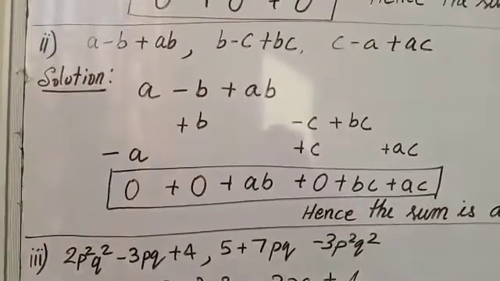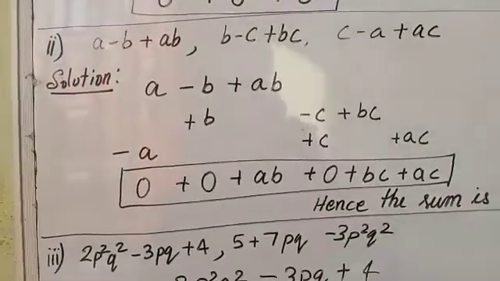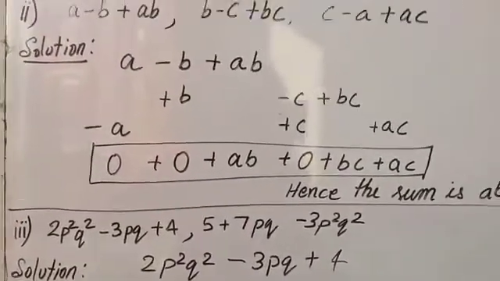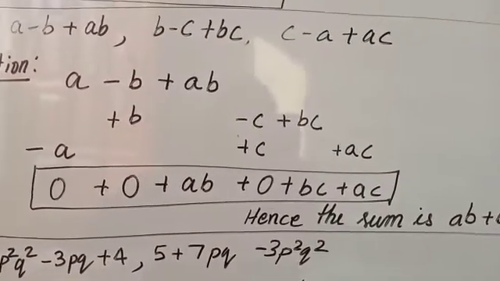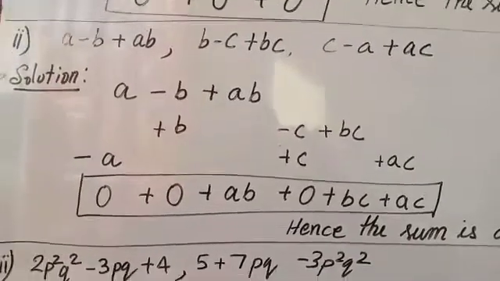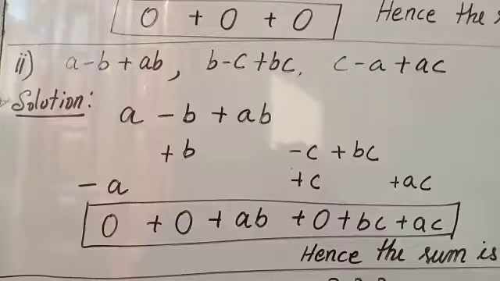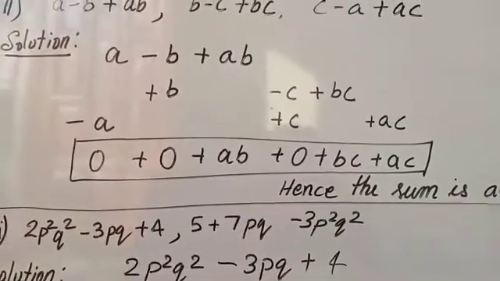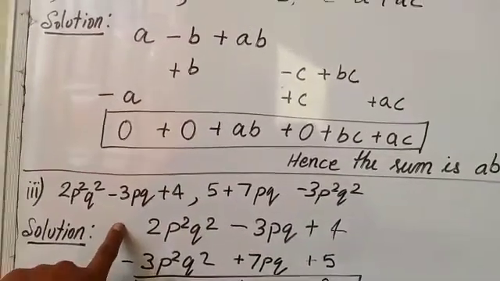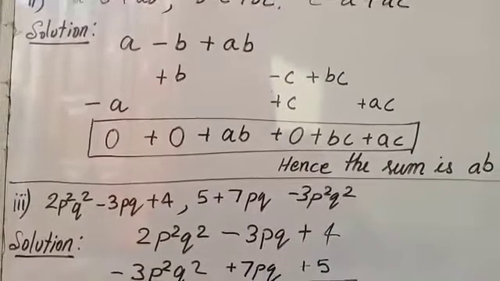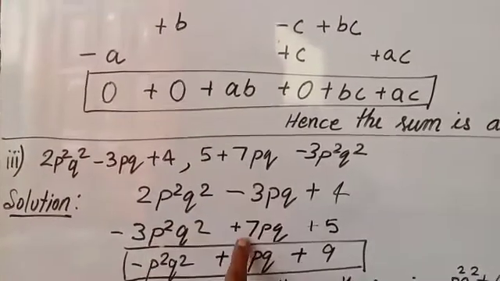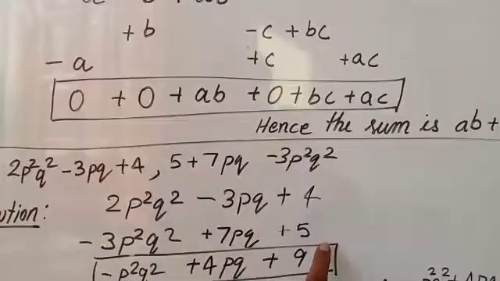Now the third question, 2p square q square minus 3pq plus 4, 5 plus 7pq minus 3p square q square. Let us write, as I told you, column wise. 2p square q square minus 3pq plus 4. Then we have to write under the same. So minus 3p square q square we are writing here. 7pq plus 5.